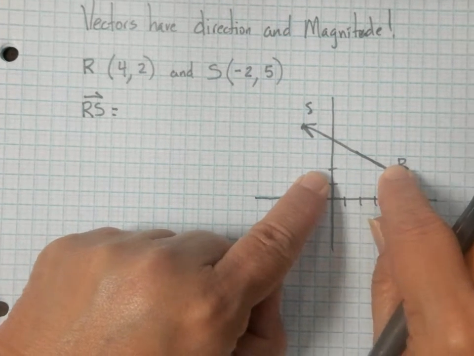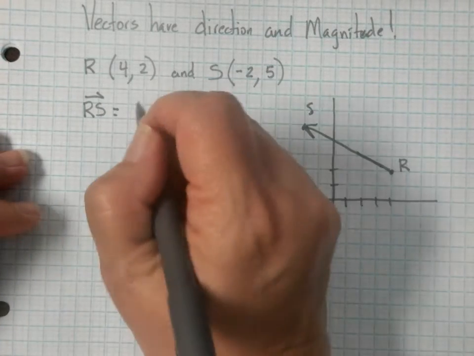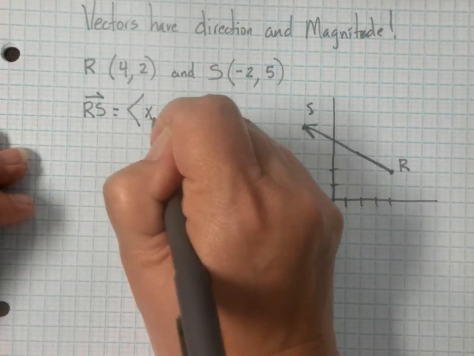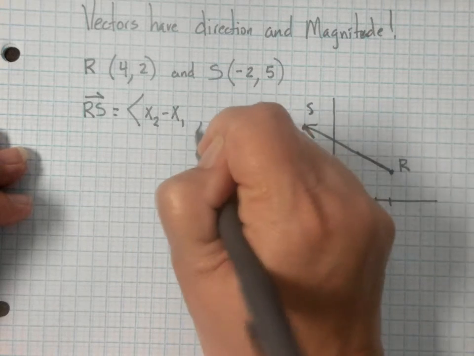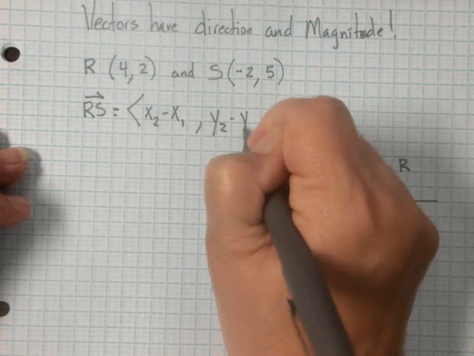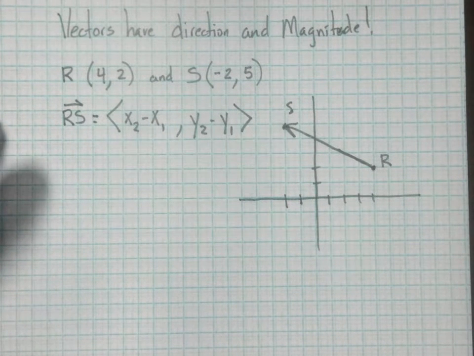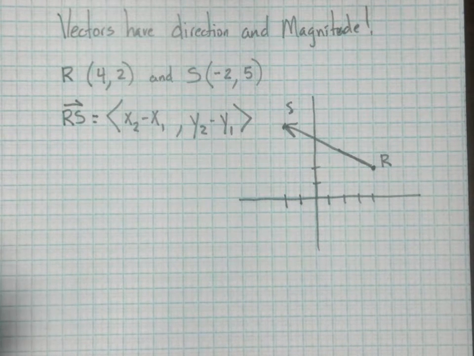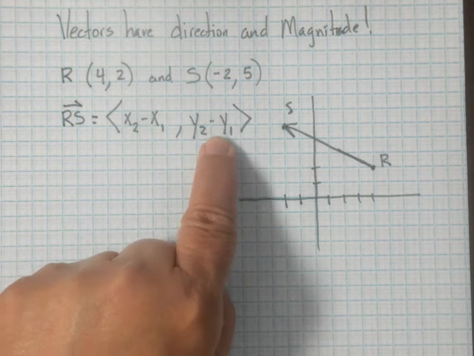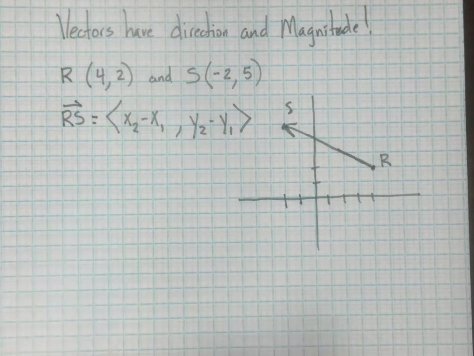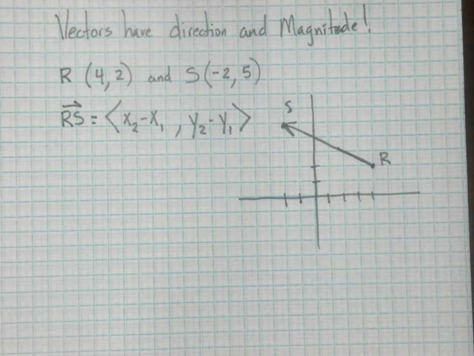So if we want to put this vector in component form, we are going to find the horizontal distance and then the vertical distance. So in component form, that's going to be x2 minus x1 and then y2 minus y1. Which when you look at that, you might say, Ms. Collier, isn't that kind of like the slope formula? Yes, slope is your change in y over your change in x. It's that ratio. And so that's what we have here.